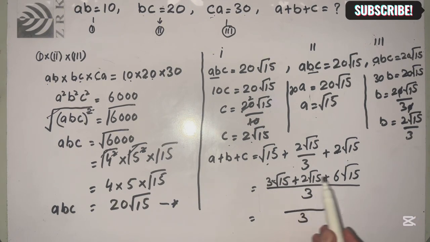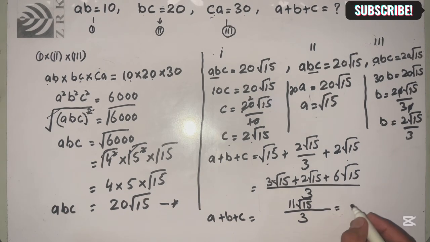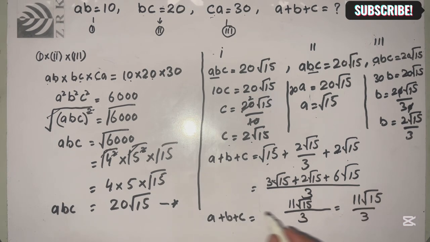in the numerator we can see that this 15 is 3 times, 2 times, and 6 times. So we will have 11 times 15 square root. Since this is the value of A plus B plus C, that 11 times 15 square root divided by 3 is our final value. And this can be solved in this easy method.